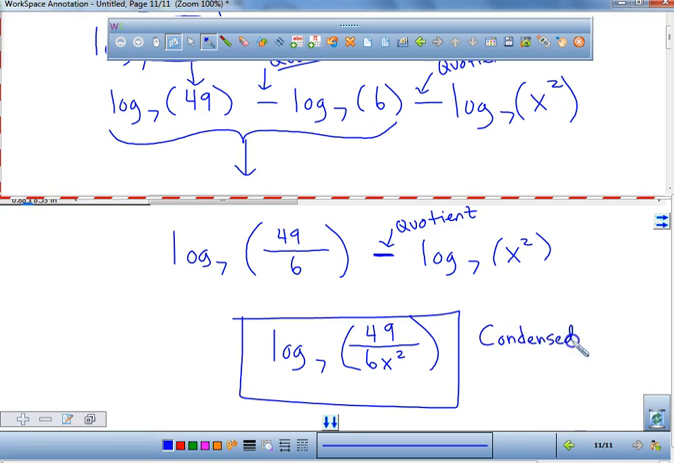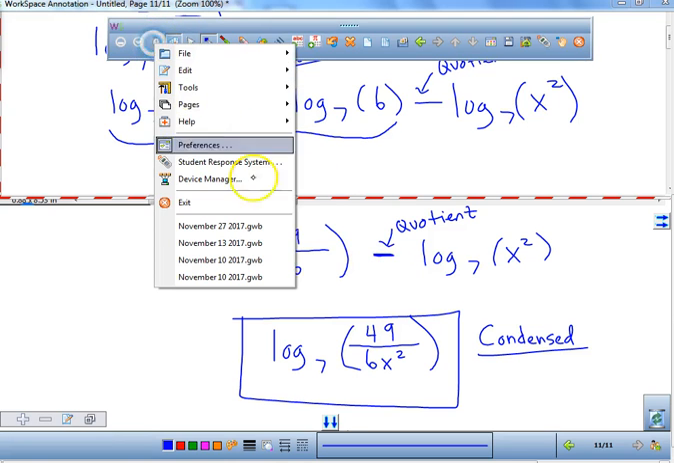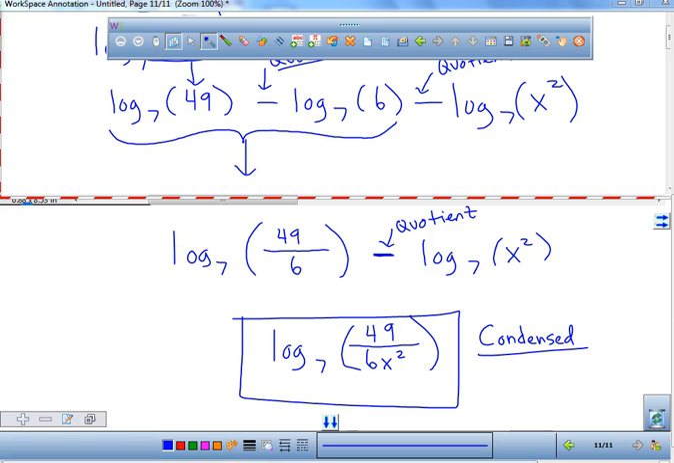That's better. Okay. What I want you guys to do right now, I want you guys to go ahead and try to do number 15 on your own. We're going to check it here in about 3 minutes.